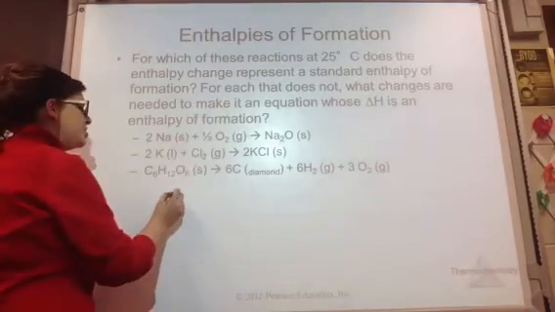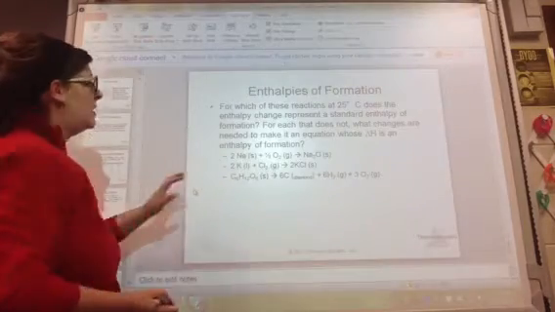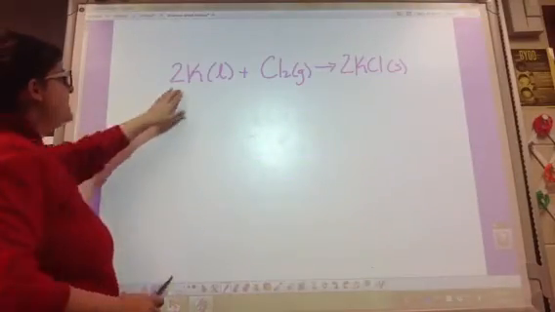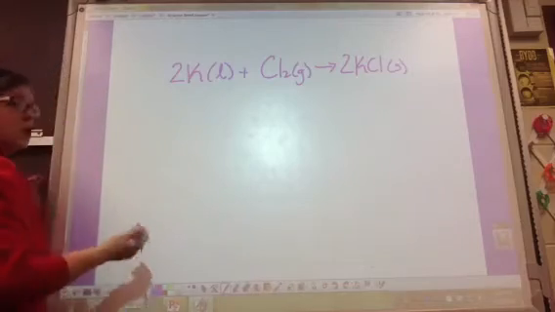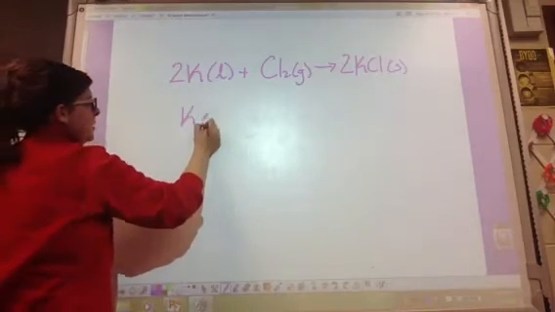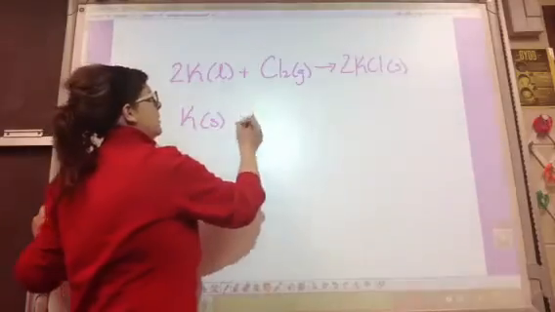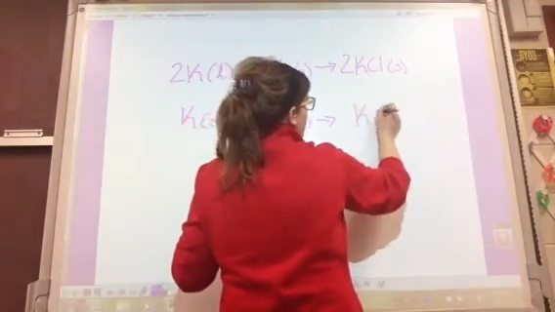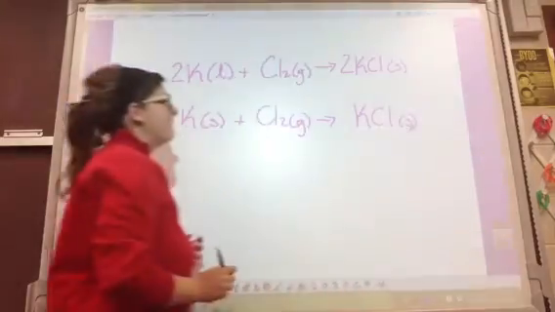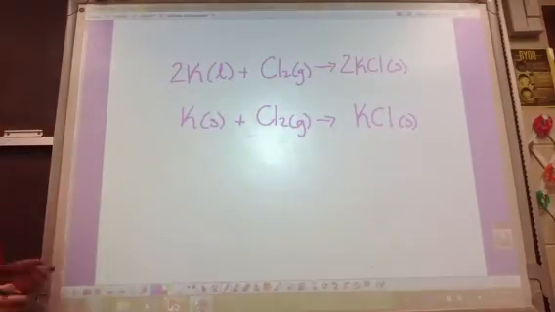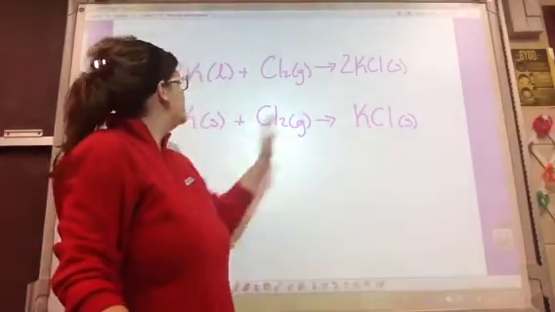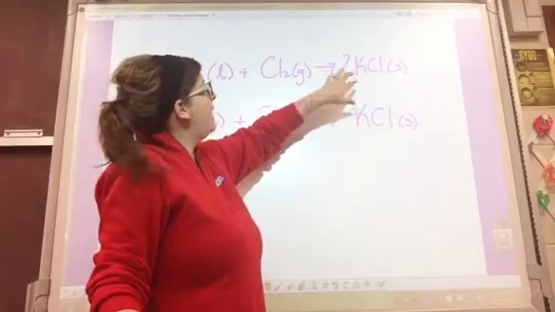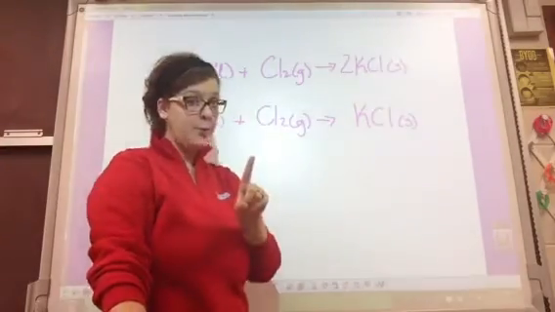So let's change this then, because they asked me, what changes do I need to make to that equation? So I was given this. I know that potassium should be a solid since it's a metal. And then I have chlorine gas, we said that was fine, and then that would make potassium chloride. Okay, well I also have the problem that, so we fixed the first problem, but the second problem was that we made 2 moles of our product, but I only want 1 mole of product.